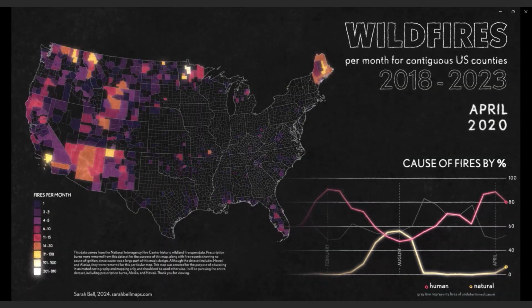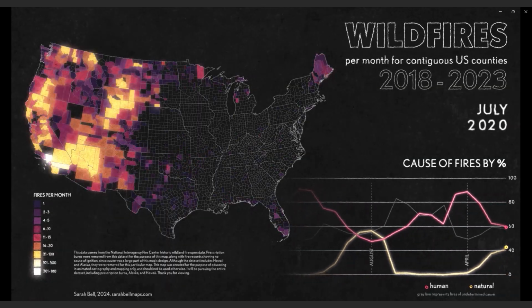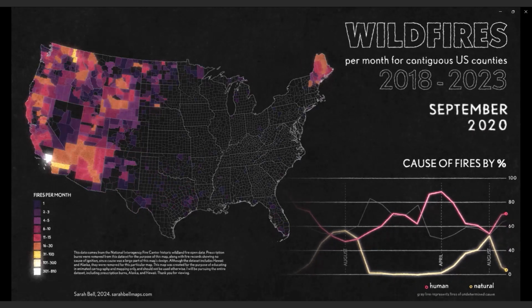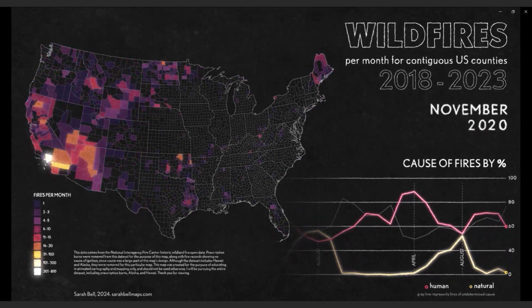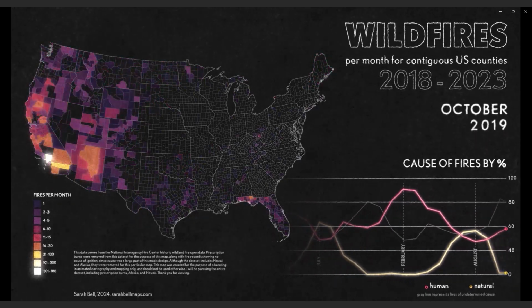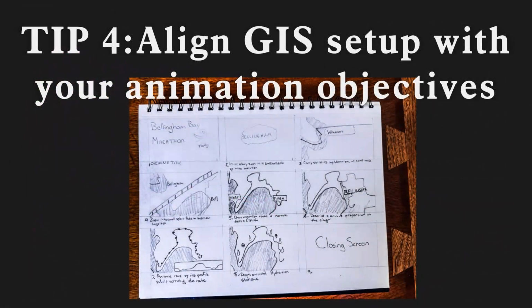That said, you don't need to do scripting to make powerful animations in After Effects, and for this reason, the animated map that I reference in this video's description uses no scripting. Tip 4 is to set up your GIS map to align with your map animation objectives.